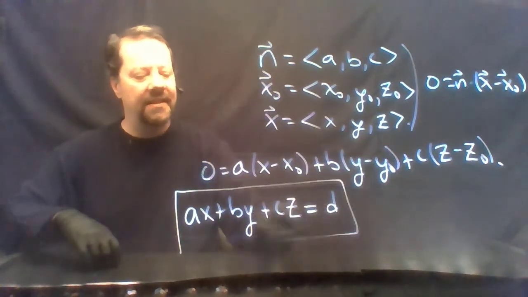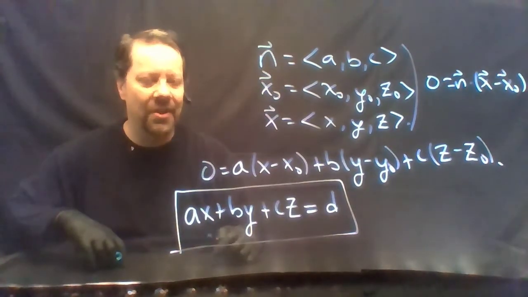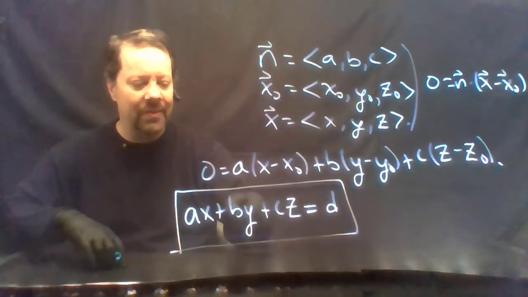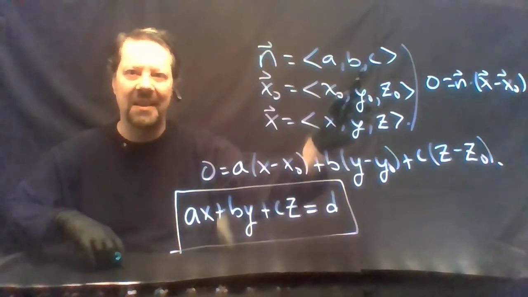So this is a standard form for a plane. One thing that you should notice about this equation for the plane is that the coefficients of x, y, and z are the coordinates of the normal vector a, b, and c.